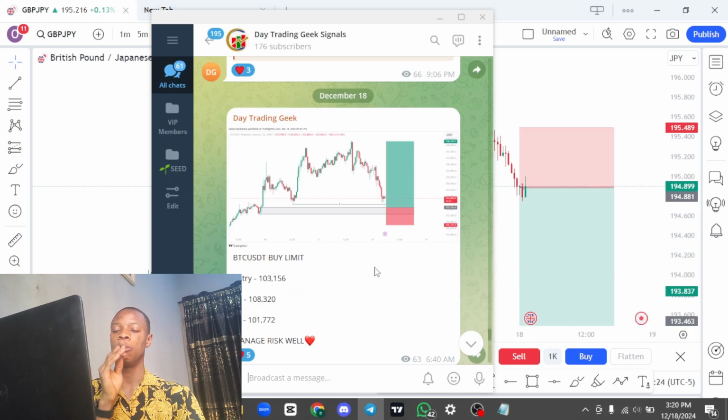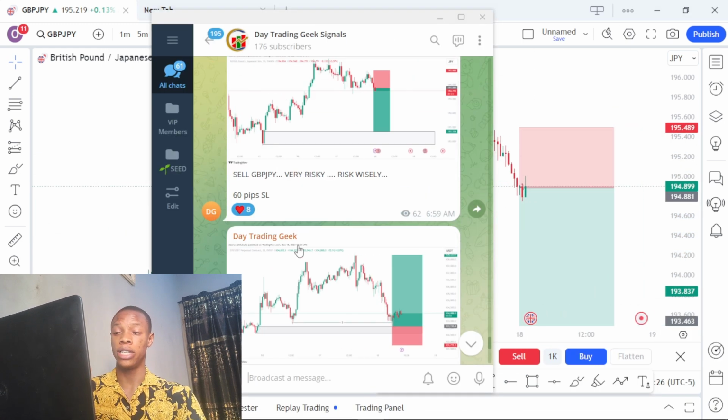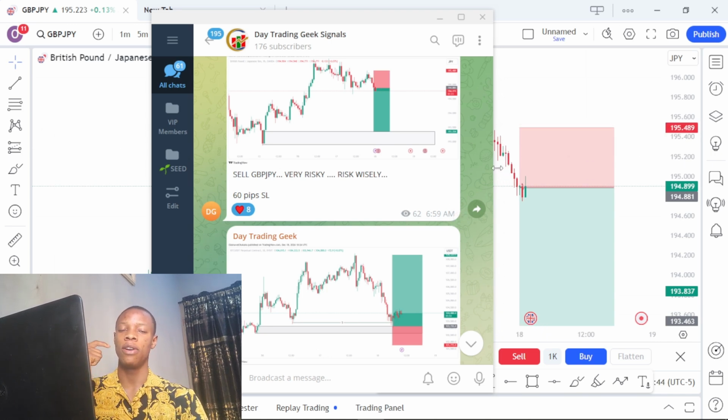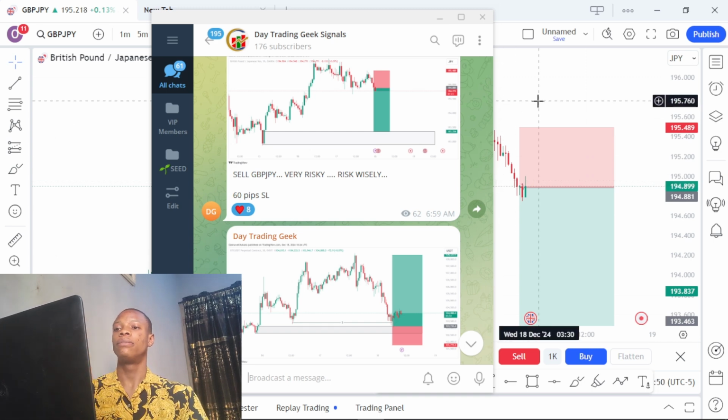Also, I said this GBPJPY signal, I told them, I know it was a gamble. I told them, sell GBPJPY, very risky, risk wisely. We're risking about 60 pips stop loss, meaning those who use the lowest lot size will be losing $6. Those who use one lot size will be losing $600. Me personally, I use about 0.8 lot size, and I was risking about 500 bucks.